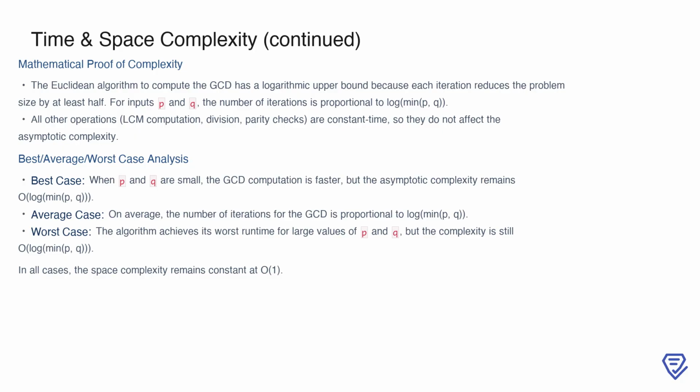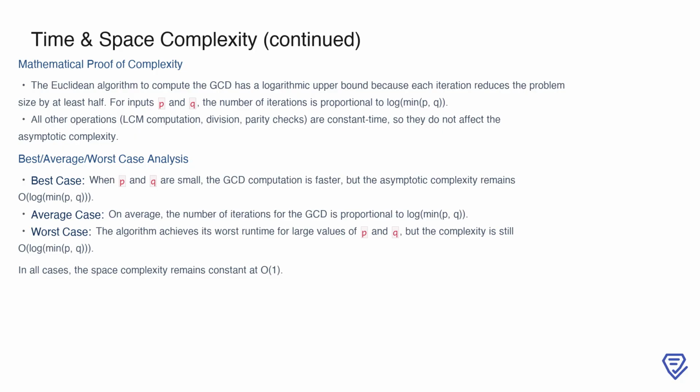Each iteration of this algorithm reduces the size of the problem by at least half. This means the number of iterations required is proportional to the logarithm of the smaller input, log min p q. Since all the other operations, such as LCM computation, division, and parity checks, are constant time, these do not affect the overall asymptotic complexity. When we analyze the best, average, and worst cases, we see that the complexity remains O(log min p q) across all scenarios.